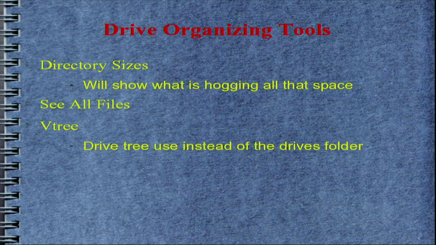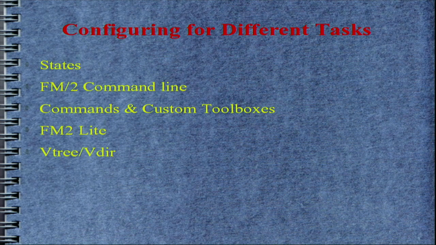And then vTree is simply a standalone version for the tree. You can configure a lot of different ways. There's a thing that is called states, which you get FM2, its containers and everything set up the way you need them for some particular task that you do regularly. You can then save it as a state, which is just simply a configuration that you snapshot. It's just a snapshot of what it is, and then you can go back and just select that state the next time that you want that particular configuration.